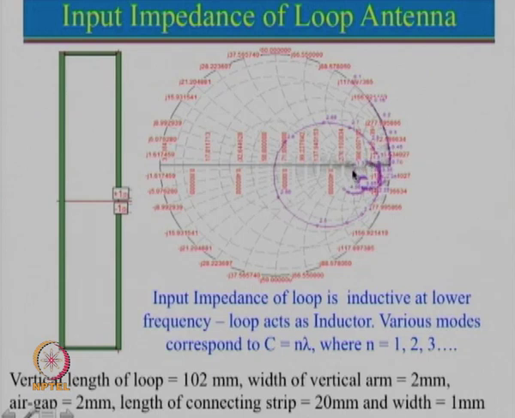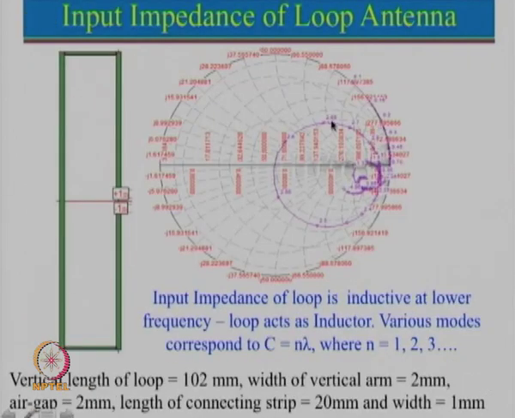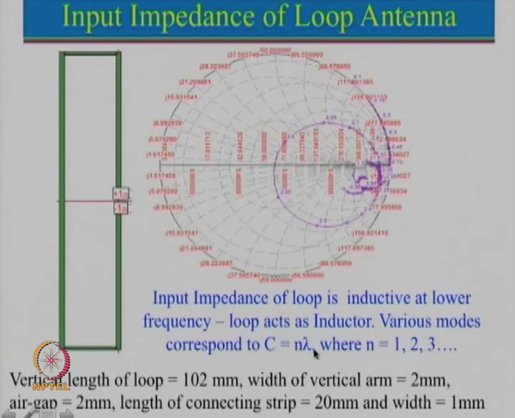This is the fundamental resonance, which we had seen in the previous case, for which the impedance is close to 300 ohm. We can check that. Corresponding to this, the impedance was roughly 300 ohm. On the Smith chart, this is about 50 ohm here, and 300 ohm is far from it. Then this one here corresponds to the second order mode, and the nth order mode occurs whenever the circumference is equal to n lambda. For n equal to 1 it is the fundamental mode, then n equal to 2, 3.